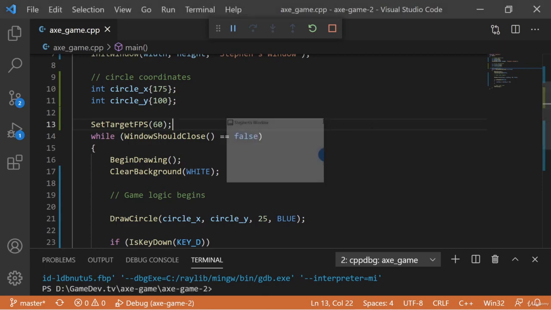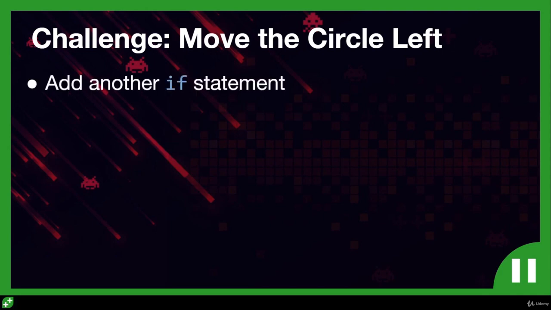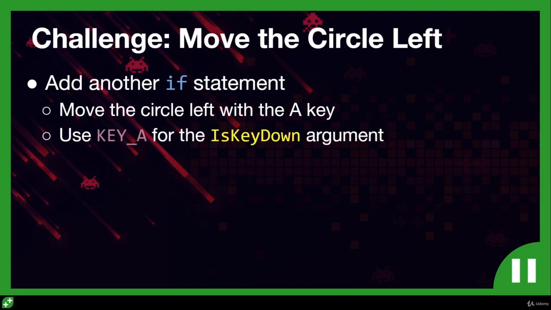Okay, so I have another challenge for you. We've just learned how to move the circle to the right. I want you to add the ability to move the circle to the left. So add another if statement just after the first one. In this one, we're going to move the circle to the left and we're going to use the A key. Use KEY_A in all caps to pass in to the isKeyDown function. Pause the video and try this now.